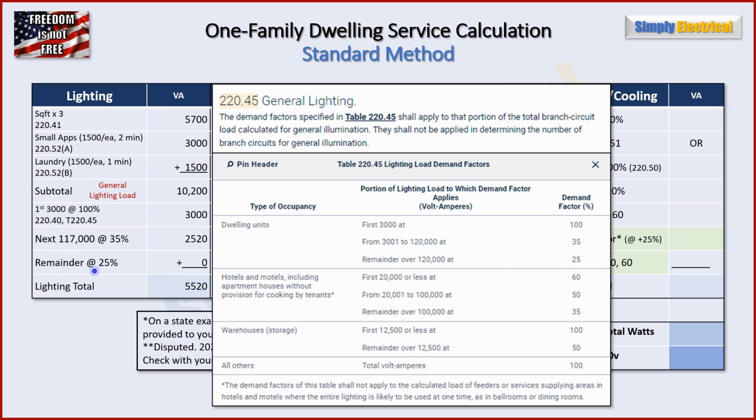Now we don't here, and it would take a very large house to get over 120,000 VA for your general lighting load. That's a huge house, but they are out there. So no, we just have the 3,000 and the 2,520. We just add them together, and we get 5,520 VA for our lighting load, and that completes the first column.